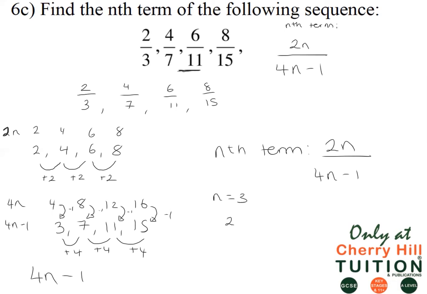So 2 multiplied by n, which is 3, over 4 multiplied by n, which is 3, minus 1, gives us, so 2 multiplied by 3 is 6, 4 multiplied by 3 is 12, minus 1 is 11, and that's our third term. So our answer is correct. The nth term is 2n over 4n minus 1. Okay? So pause this video and have a go on your own without looking at my working out to check if your answer is correct.